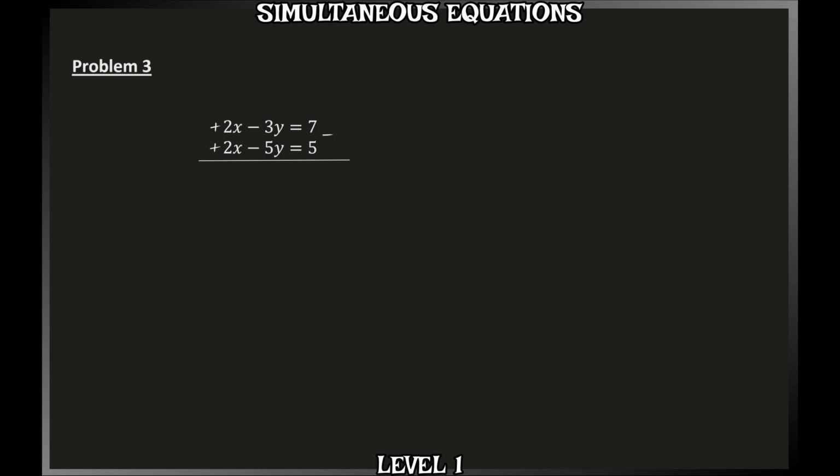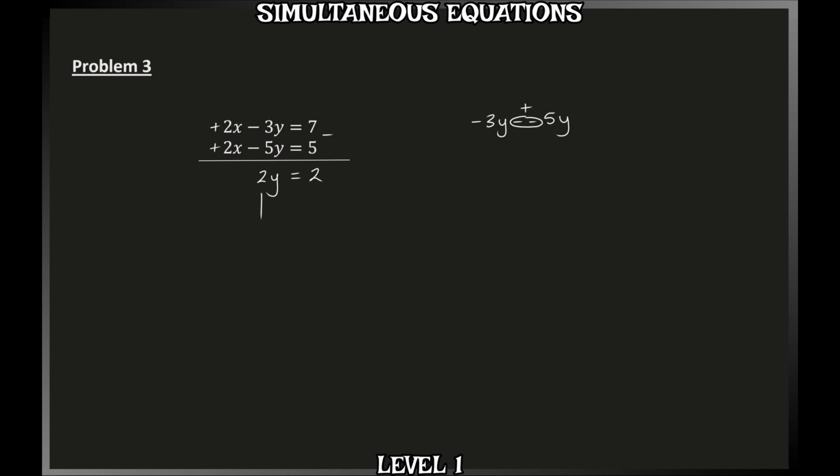So we're going to subtract everything from the bottom equation from the top. So starting with the x's, 2x minus 2x gives us 0. With the y's, we have minus 3y minus 5y. So we have to be really careful here, because these two minuses are going to make a plus. So we actually have minus 3y plus 5y, and this gives us 2y. And then continuing on the right, 7 minus 5 gives us 2.